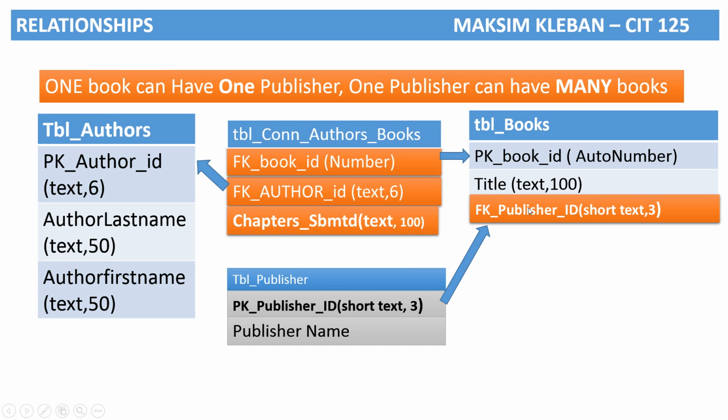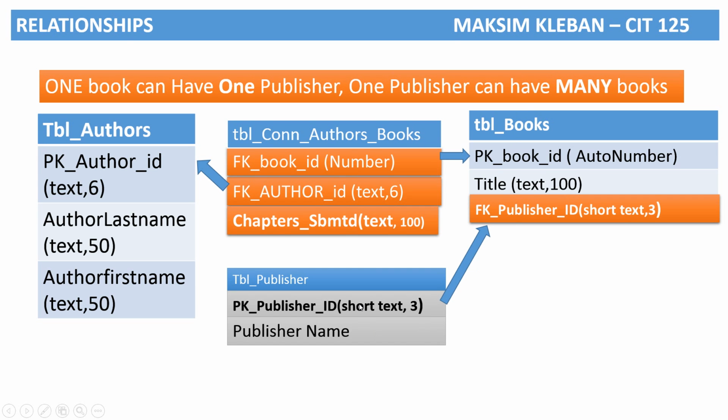And then we will add table publisher, which will have primary key publisher ID, short text 3, and we'll add publisher name. Let it be 80 characters, right? That's I think what I forgot to write here. Now, and then we will add a foreign key to table books, right? We'll update table books with the foreign key publisher ID, short text 3.